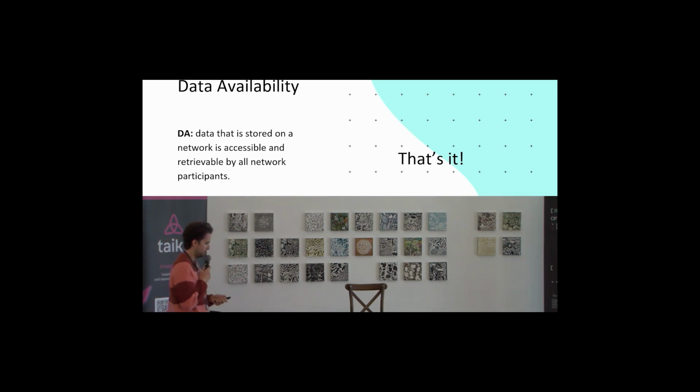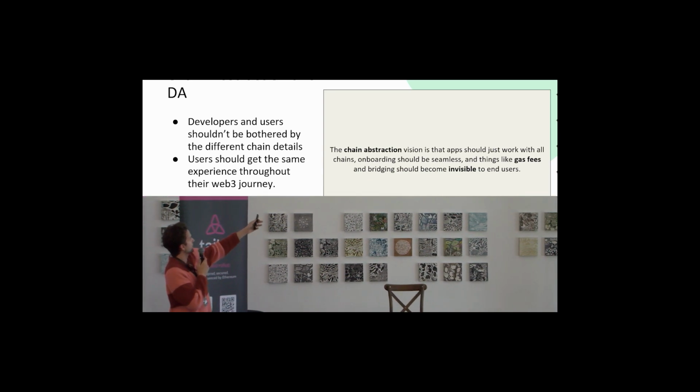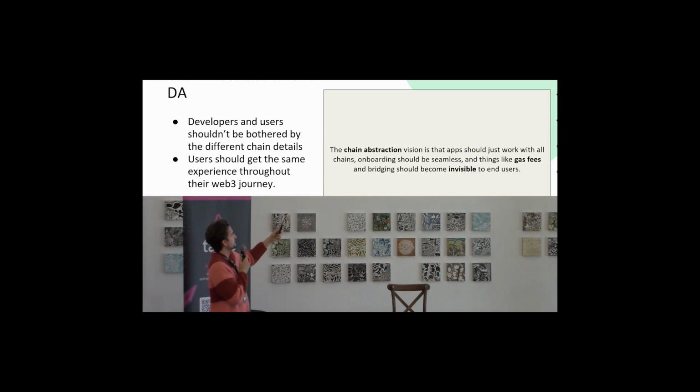But before that, with Near's new vision, we imagine a world where we want to abstract the chain. We call it chain abstraction. We want to make sure that developers and users shouldn't be bothered by the different chain details, and users should get the same experience throughout their Web3 journey. What does that mean for data availability specifically? The chain abstraction vision is that apps should work with all chains, onboarding should be seamless, and things like gas fees and bridging should be invisible to users.